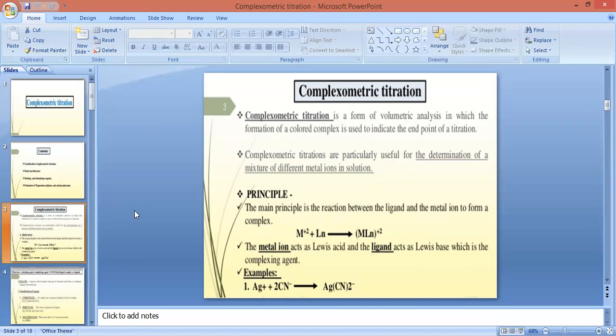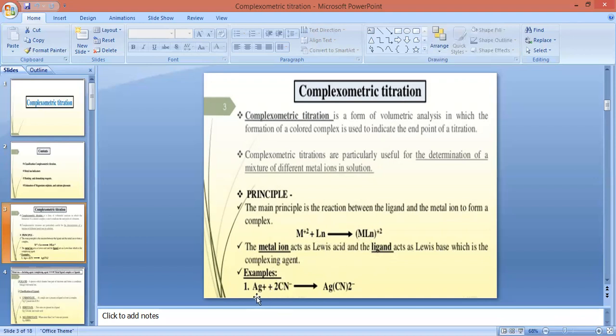So this is the principle part. That is, the main principle is the reaction between the ligand, that is the standard solution, and the metal ion to form a complex. Here the metal ion acts as a Lewis acid, that is, it is able to withdraw the lone pair of electrons from the ligand entity. Therefore, it is known as Lewis acid. And the ligand, which means the complexing agent, acts as a Lewis base, in that it donates the lone pair of electrons towards the metal ion. Therefore, it is known as Lewis base, which is the complexing agent. So this is the basic principle of complexometric type of titration.